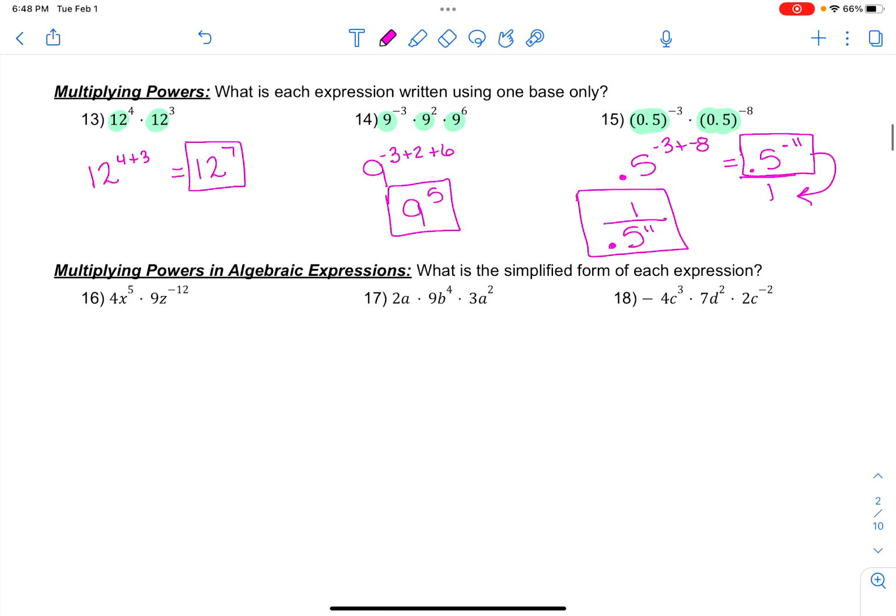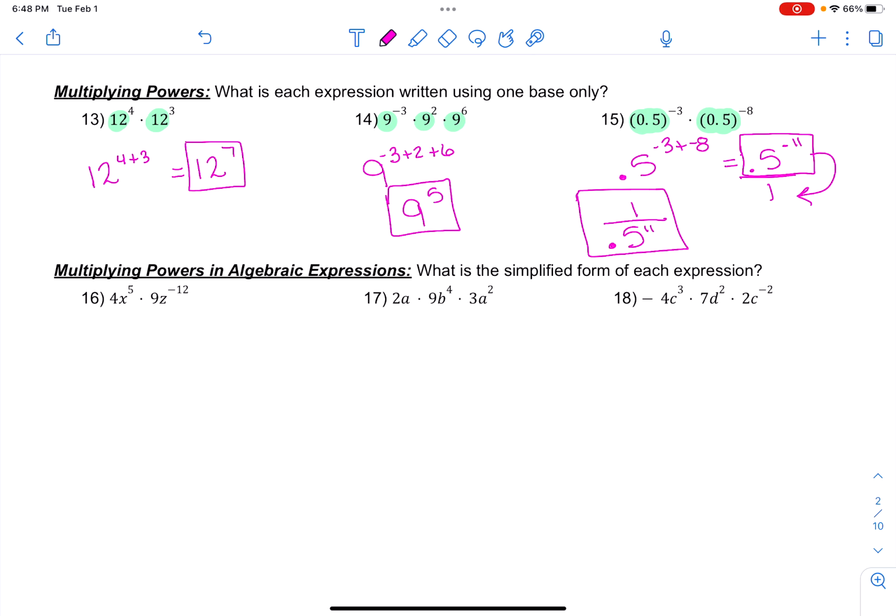And last thing that we have to cover is multiplying powers in algebraic expressions. So again, kind of combining everything that we've gone over so far, you have to simplify these expressions, combining the bases if you can, and multiplying numbers, trying to make it just look a little bit smaller.